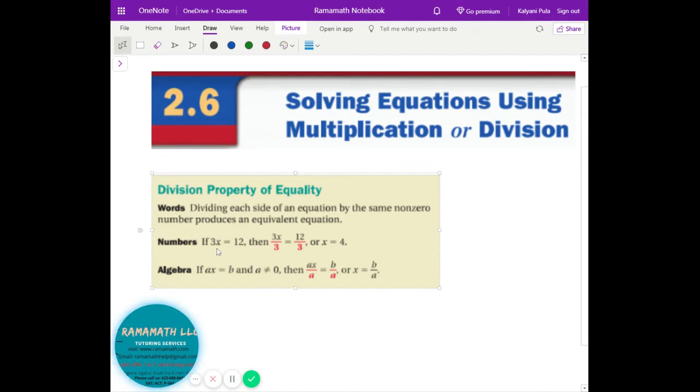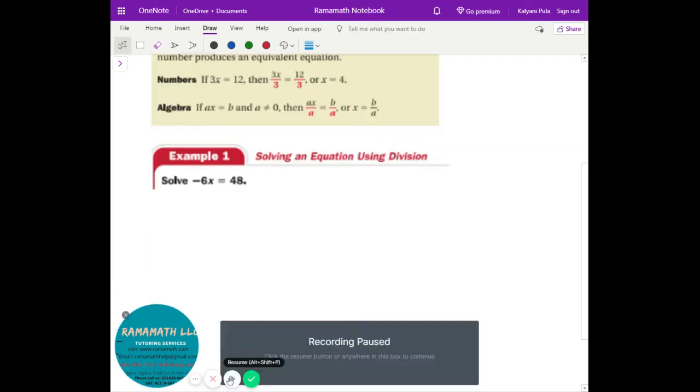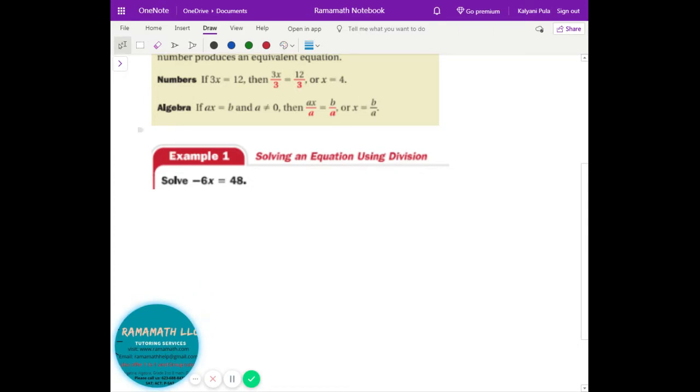For example, here is 3x equals 12. If you divide by 3 on both sides, you get x equals 4. So x equals 4 and 3x equals 12, both of them are the same. They're equivalent equations.